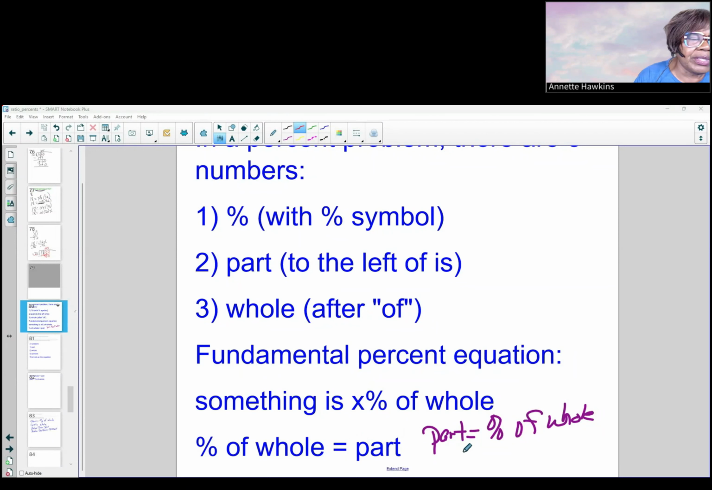When you're working with a percent problem, you get a percent of the whole. You can't get a percent of the part. You have to get a percent of the whole. So percent of whole equals part. Say that to yourself, however you want to say it. Then you can just turn this around and set up your equation. Part equals percent of whole.